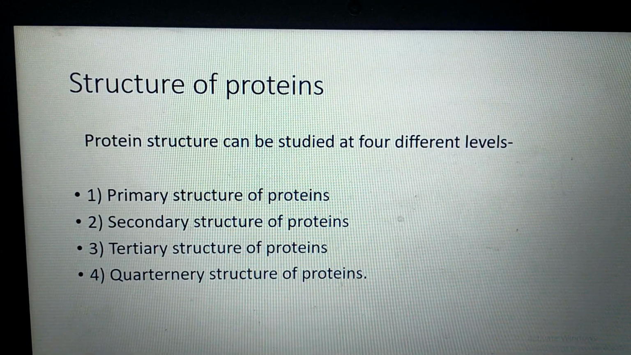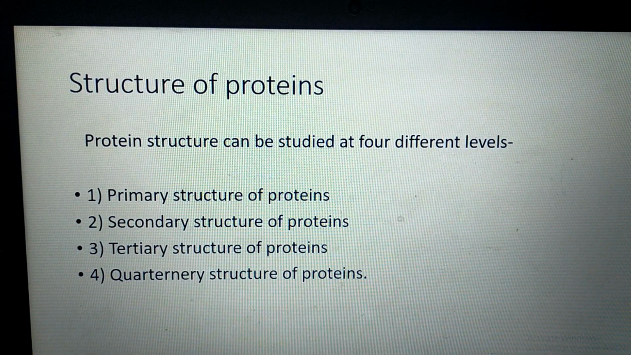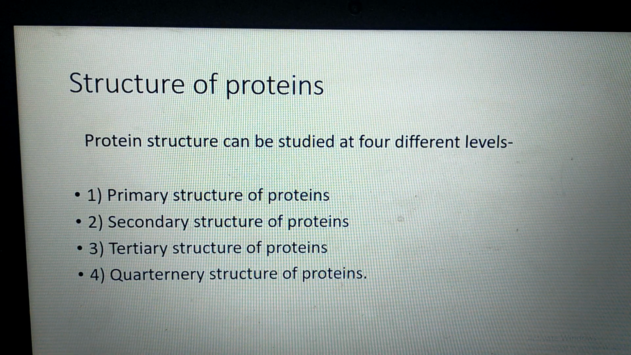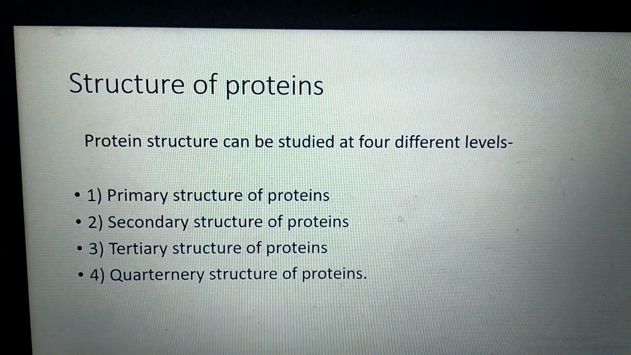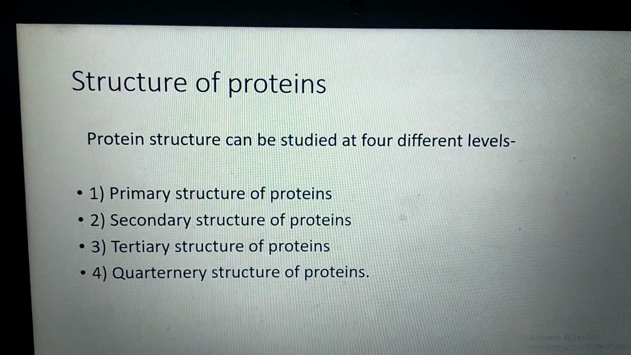Protein structure can be studied at 4 different levels. First is primary structure, secondary structure, tertiary structure and quaternary structure. So we will see them one by one.